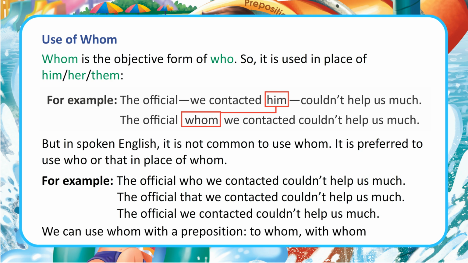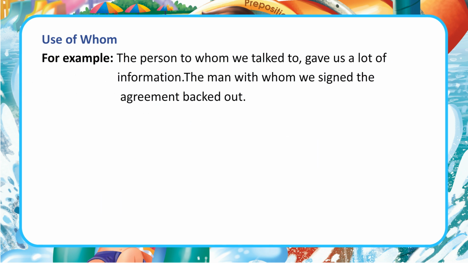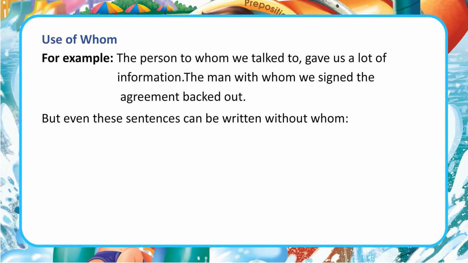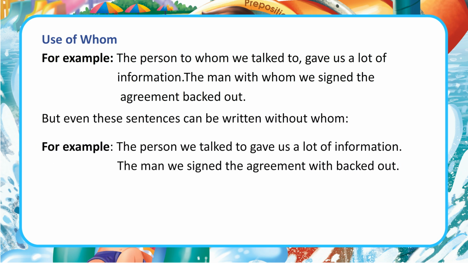We can use whom with a preposition: to whom, with whom. For example, the person to whom we talked gave us a lot of information. The man with whom we signed the agreement backed out. But even these sentences can be written without whom. For example, the person we talked to gave us a lot of information. The man we signed the agreement with backed out.